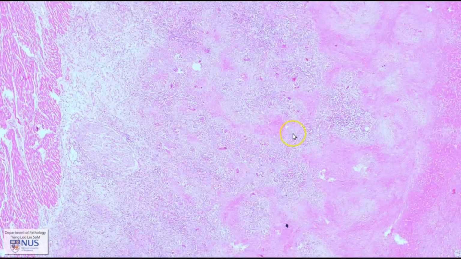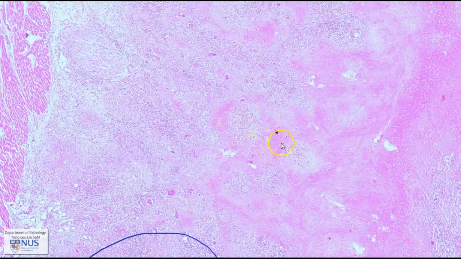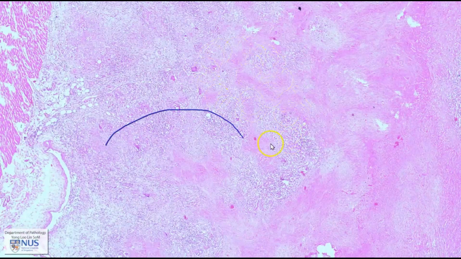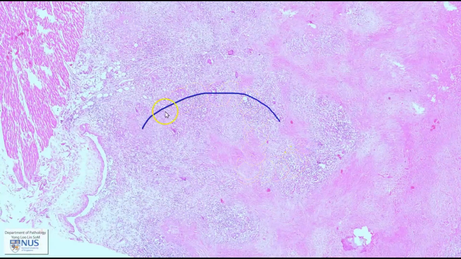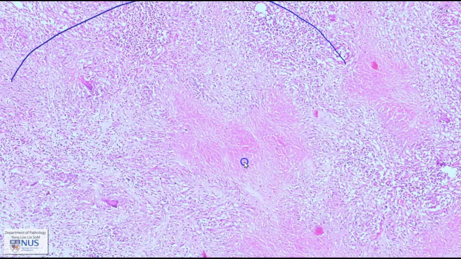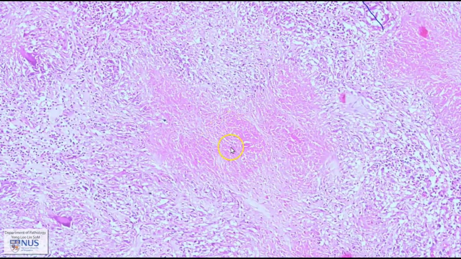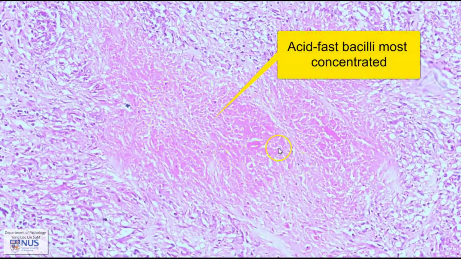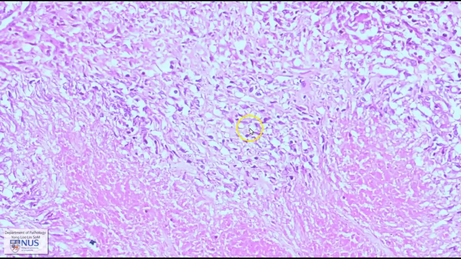Going back on low magnification, we can see these patchy areas of necrosis in the center of granulomas. And here is one other example, again, with a central area of necrosis. And this is usually where we would find most of the mycobacteria. When we do a Ziehl-Neelsen stain, we would look especially carefully in this necrotic area for the presence of mycobacteria.